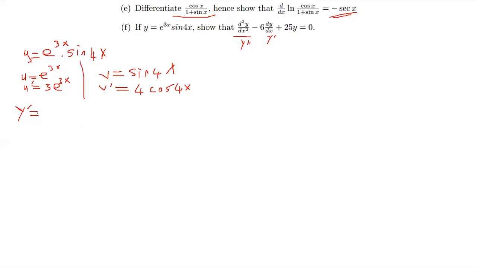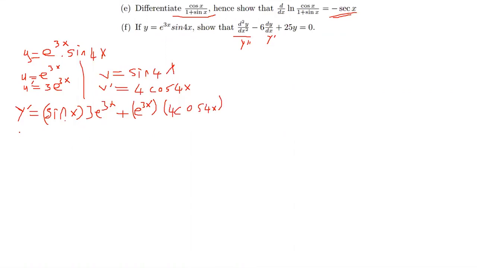So y prime is equal to, you write your v, which is sine 4x, and then your u prime, which is 3e to the power 3x, and then plus you write your u, which is e to the power 3x, multiplied with your v prime, which is 4 cos 4x.